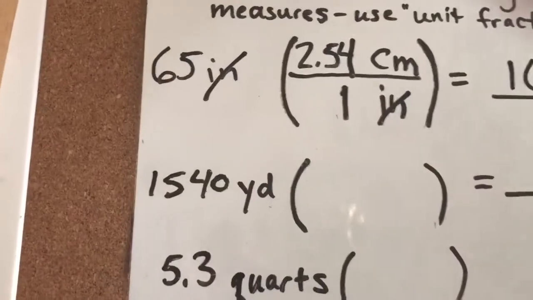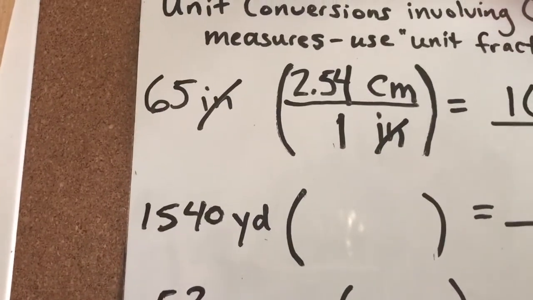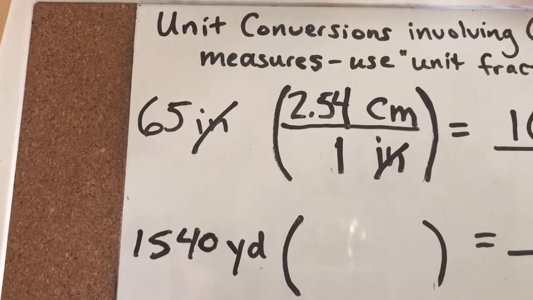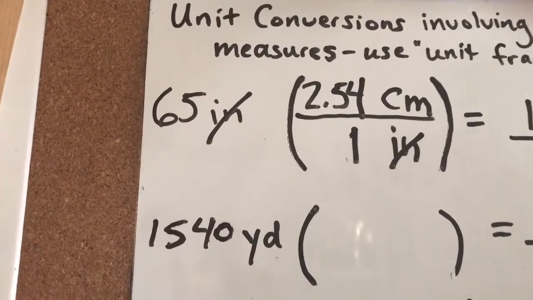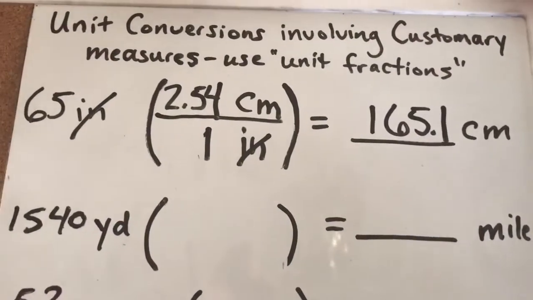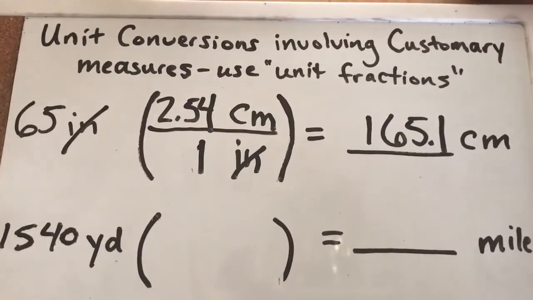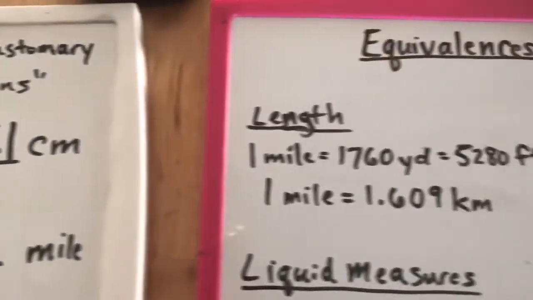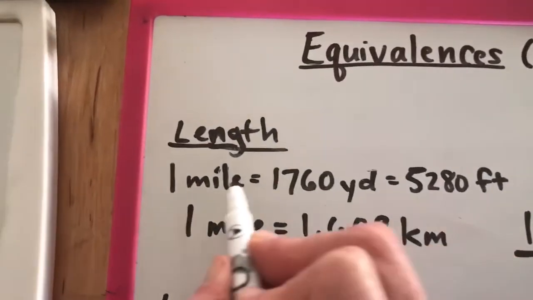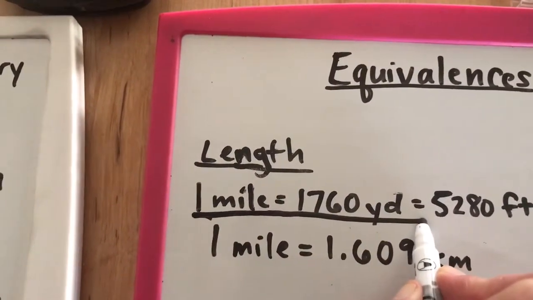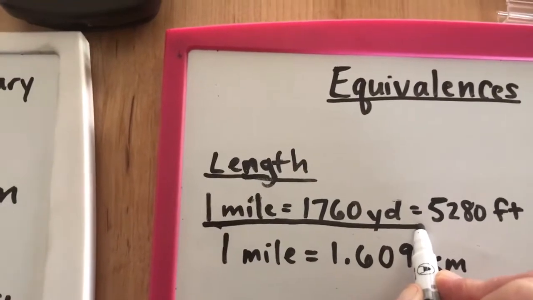Okay, let's look at a second example. 1,540 yards. Those were rushing yards for this last football season. And so I want to change those into miles. How many miles did the football player actually go? So let's look at my list of equivalences. I have 1 mile is equal to 1760 yards. That's the fact I'm going to use.